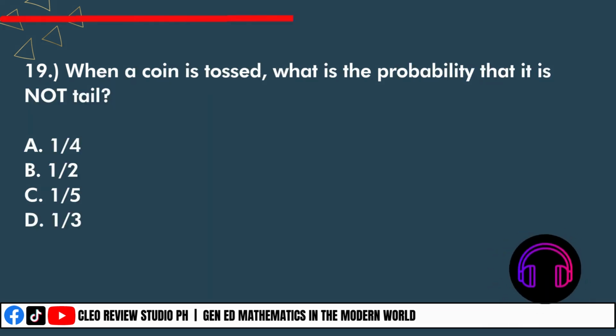When a coin is tossed, what is the probability that it is not tail? Time's up. The correct answer is option B, 1/2.